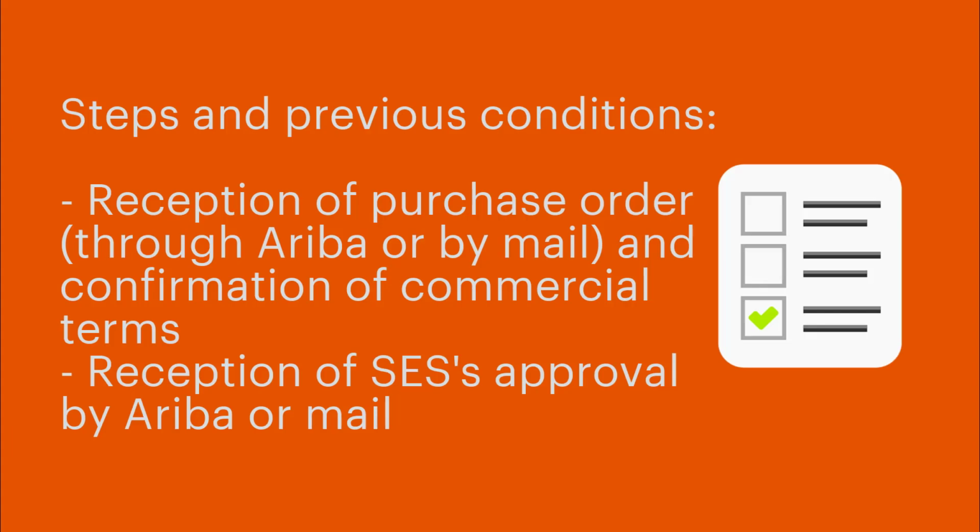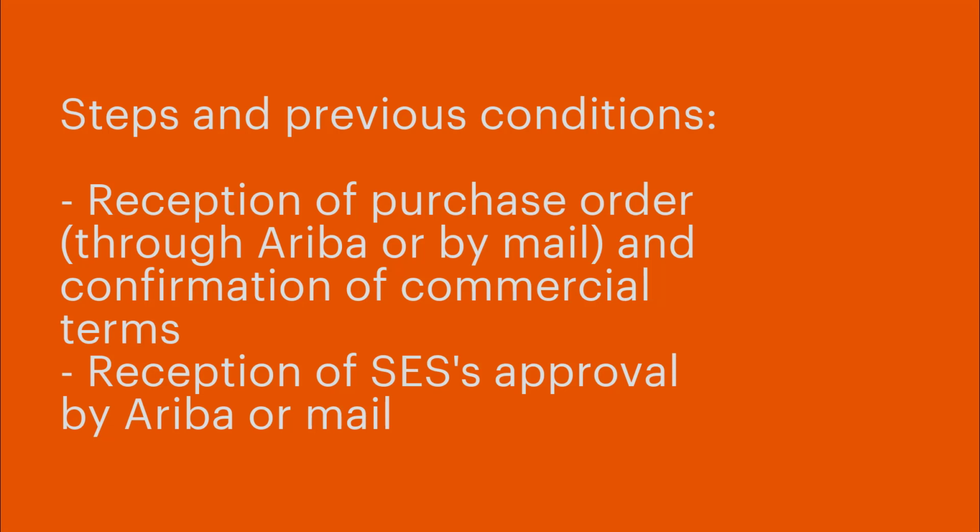To bill services with a purchase order, you must receive a purchase order and accept the commercial terms of it, such as price and quantity, amongst others. Moreover, you must receive the CES approval by Arriva or by mail.